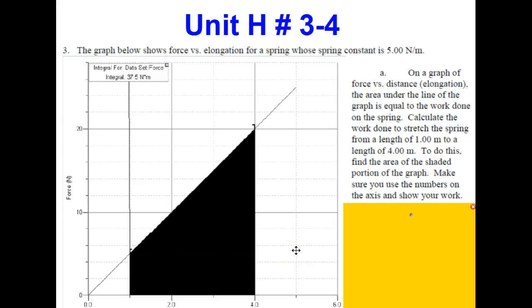Welcome to the solution to the Regents Physics Springs and Simple Harmonic Motion problem set. Problem number 3. All right, here we go.